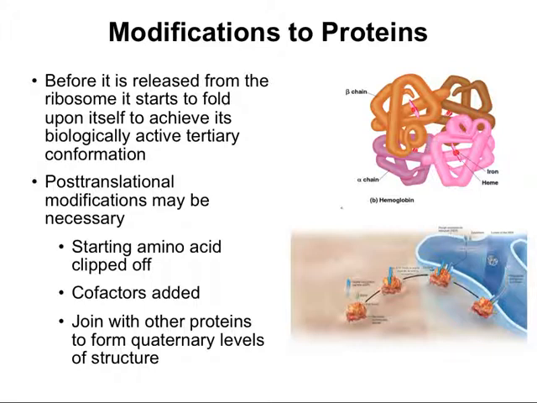Often we're going to clip off the first amino acid because it's methionine, and not every polypeptide chain needs that methionine. Sometimes we'll add cofactors, and sometimes those polypeptide chains with their tertiary structure will need to join other tertiary structure proteins in order to assume their quaternary structure.